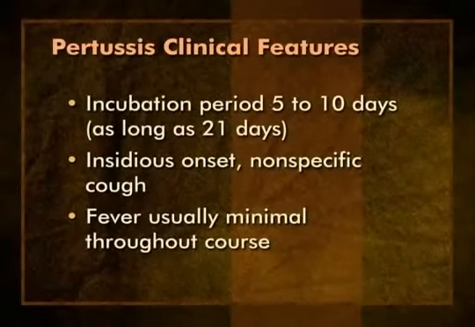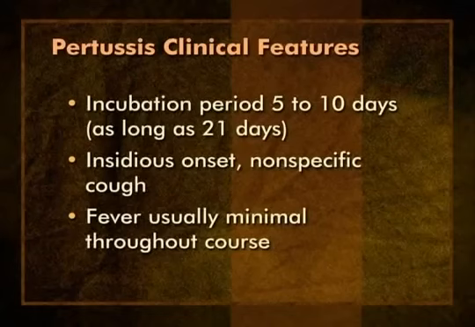vaccines. Pertussis is almost exclusively a respiratory disease. Lung infection leads to tissue damage. This damage may cause a decrease in pulmonary function, which leads to pooling of secretions and the characteristic cough. The incubation period of pertussis is relatively short. It is usually 5 to 10 days, but can be as long as 21 days. Initial symptoms are similar to a viral upper respiratory tract infection with insidious onset of a nonspecific cough. Fever is usually minimal throughout the course of the illness.